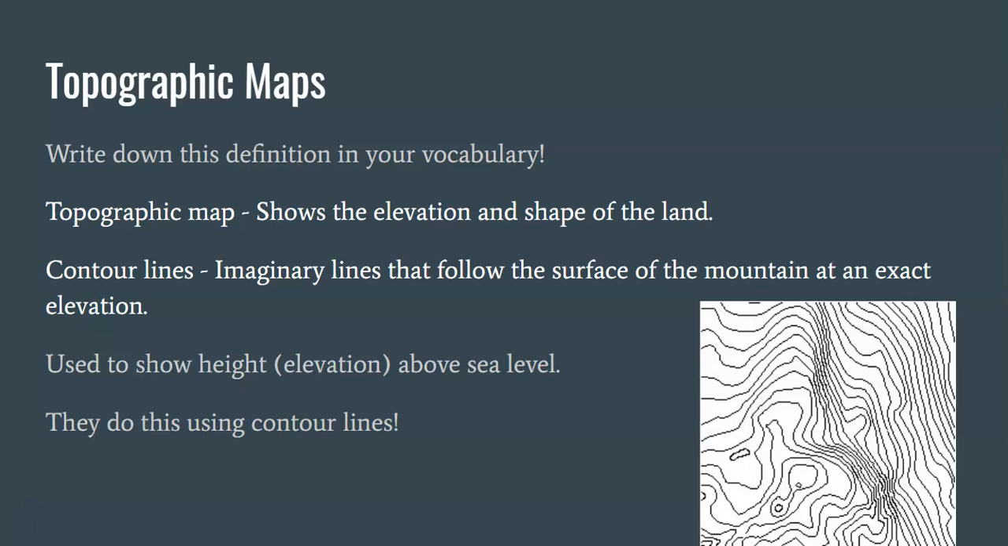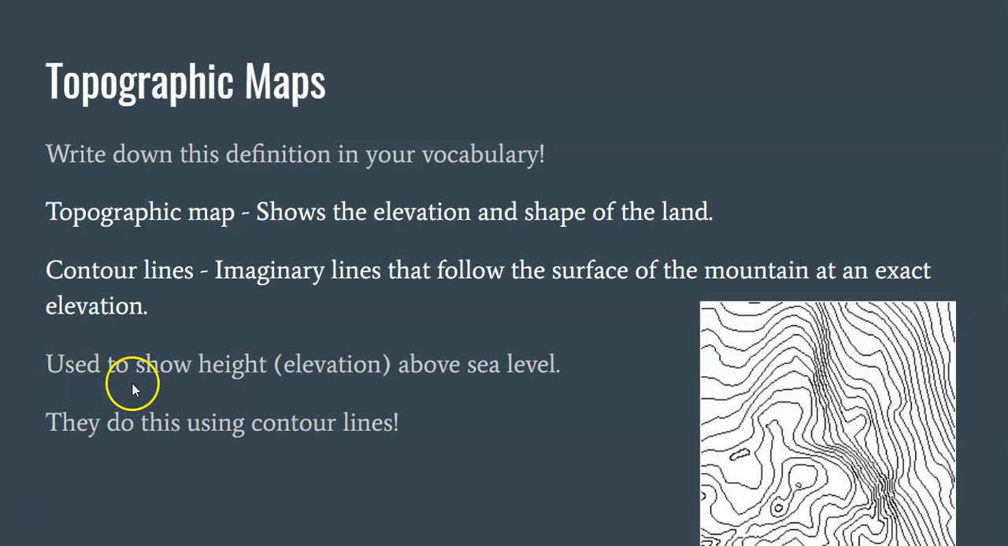So topographic maps. This is where I'm going to have two definitions for you to write down in your vocabulary in your science notebook. You should have a couple terms in there already from what we've done. But a topographic map, that's your vocab word, shows the elevation and shape of the land. Your contour lines, another vocab word, contour lines, it's actually two words, imaginary lines that follow the surface of the mountain at an exact elevation. Now, if you need to pause the video to get that information down, go ahead and pause the video, and then you can hit resume when you're ready.